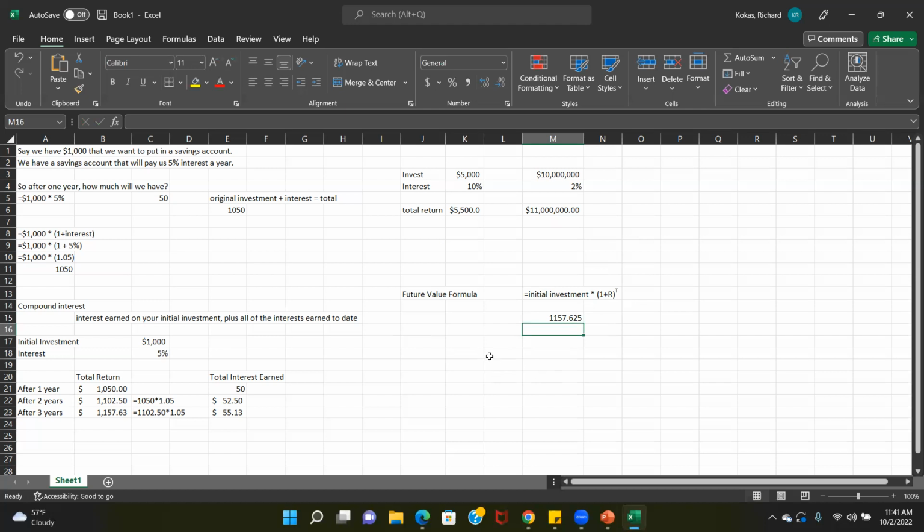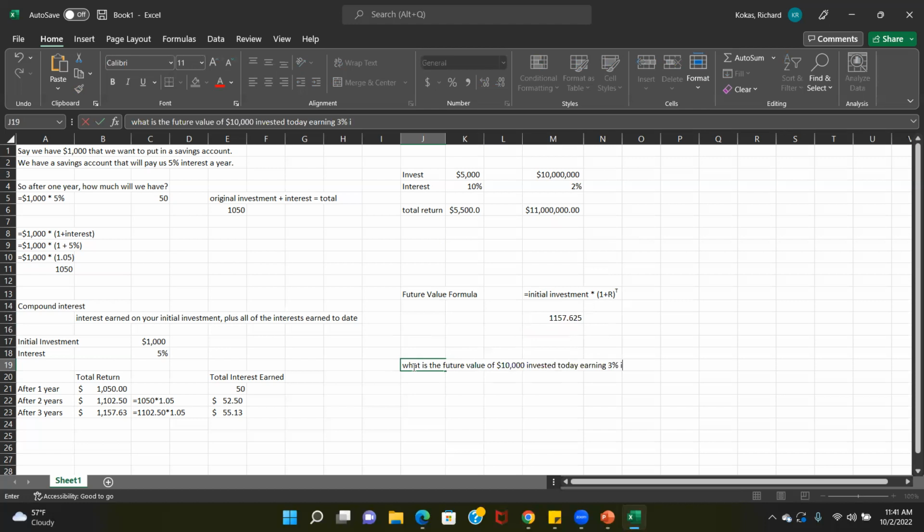So now look how easy. If I say, what is the future value of $10,000 invested today, earning 3% interest? Look at this. It's going to be one line. Equals 10,000 times, in parentheses, 1.03 raised to, I didn't tell you the time frame. Let's say 25 years. Let's say you're investing $10,000 today.